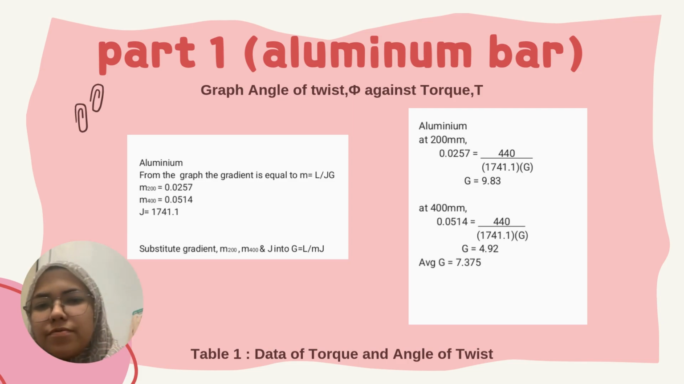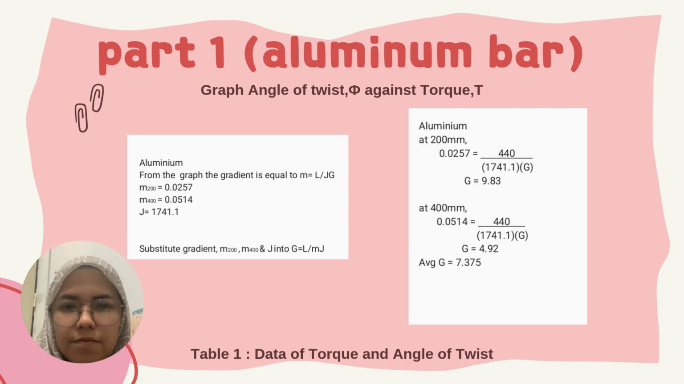modulus of rigidity from the gradient, which is, the gradient will be equal to L over JG. So when you substitute the value, you can get the modulus of rigidity, which is 4.46 times 10 to the power of 9 Newton per meter square. Same goes for 400 millimeter. It gets the same value.